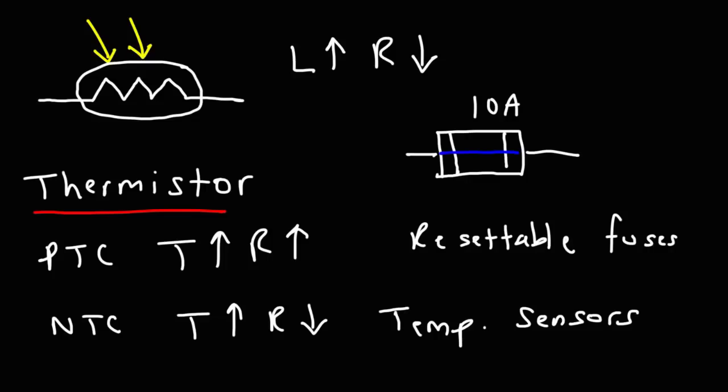And so the fuse is designed to break the circuit or open the circuit in the event of a high current surge. But the problem with that is once this wire snaps, the circuit is not going to work anymore. You have to replace the fuse. And so resettable fuses are very useful in this case because you don't have to replace it.